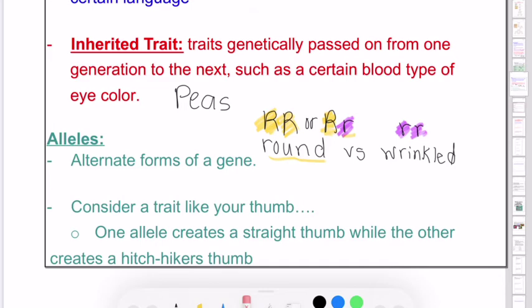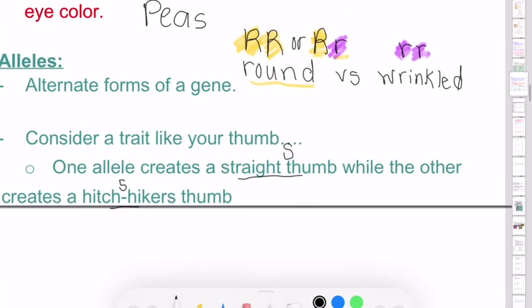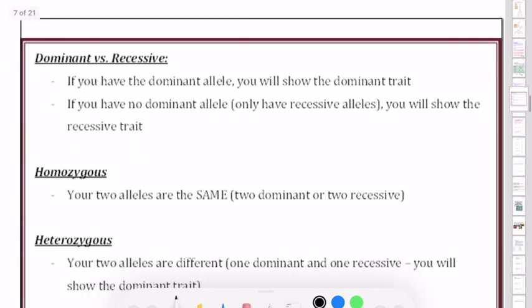So it gives you an example. Consider the trait like your thumb. One allele creates a straight thumb, while the other creates a hitchhiker thumb. So that's that one that we saw in the last lesson, looking at your thumb or looking at your tongue. Remember that little activity? So if we had a straight thumb as being big S and a hitchhiker thumb as being little s, then we would think that straight thumb is dominant over hitchhiker thumb. And basically you have a trait from your mom and a trait from your dad, and those two together form what you would look like, having a straight thumb or a hitchhiker.